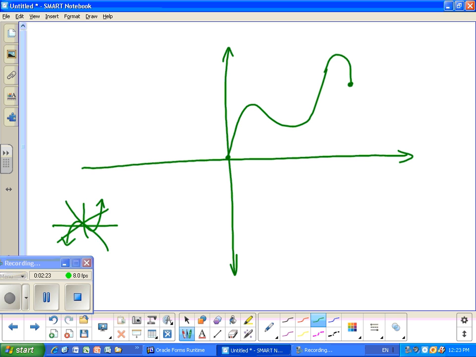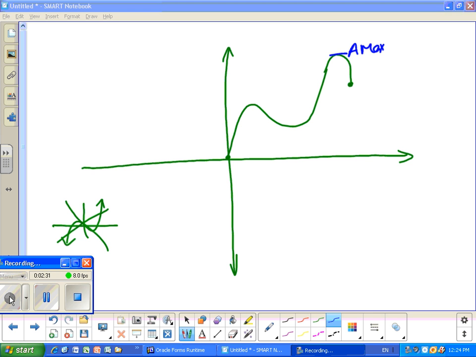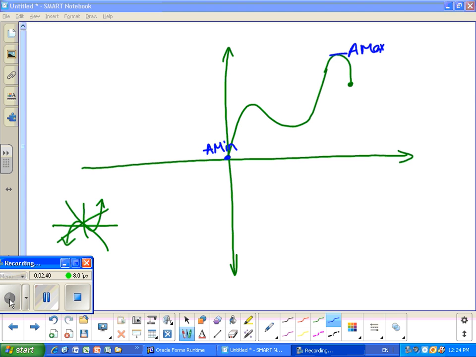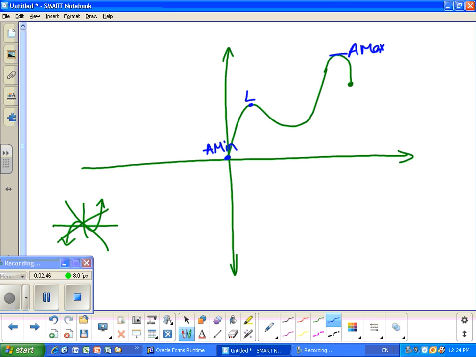But this one does. It has it here. This is an absolute max. Do we have an absolute min? Yep, right here. This is the lowest spot. We have a local max. Yeah. This one here. Perfect. So this is a local max.